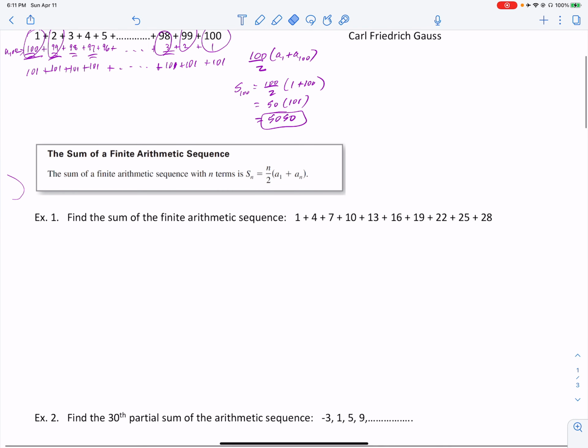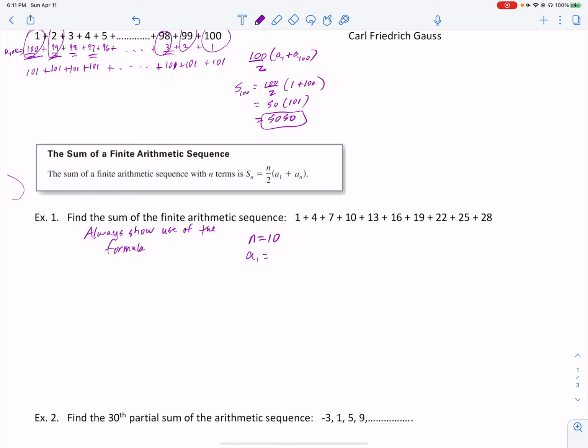And so it says here, find the sum of the finite series, and we want to always show use of the formula. Yeah, you could put it in your calculator, but that's not showing the new learning here. So what we need to figure out is n, the number of terms, and if you count them up, there are 10 terms, where the first term is 1 and the 10th term is 28.